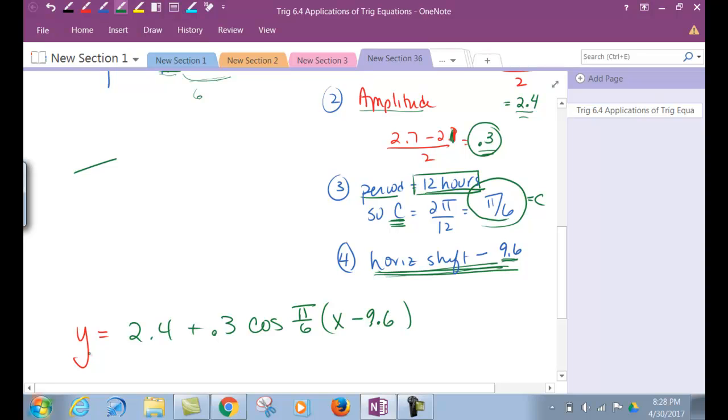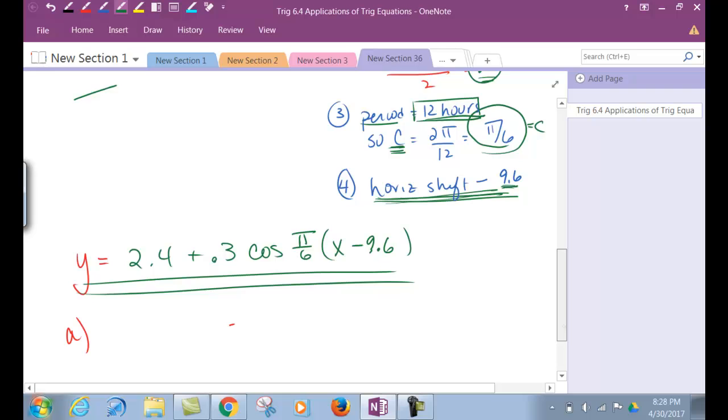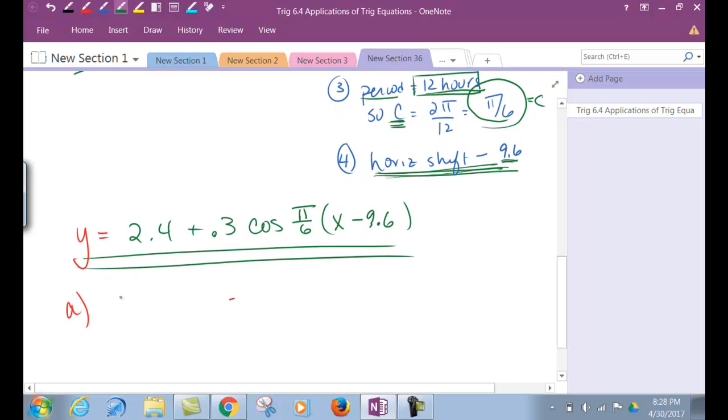Okay, so none of that was new. This is from another chapter. We've done it before. Okay, here is the new stuff. First thing we want to know is what will be the depth at noon. And so noon is 12 o'clock or 12 hours. And really it's as simple as putting it into the equation and then just letting your calculator do the work.